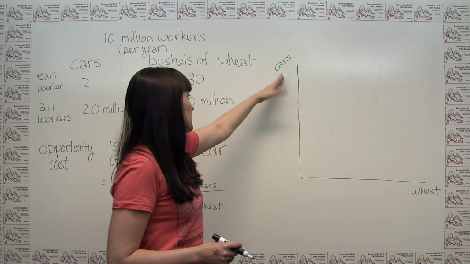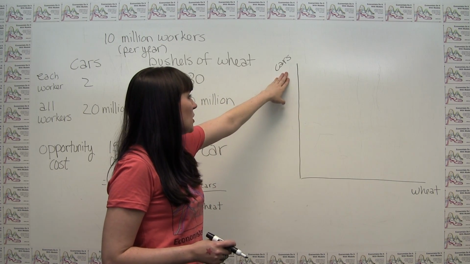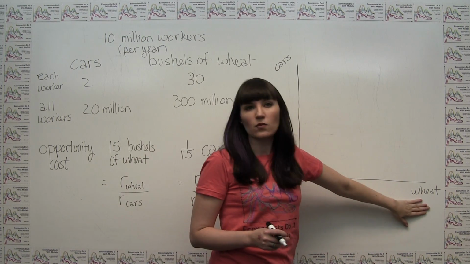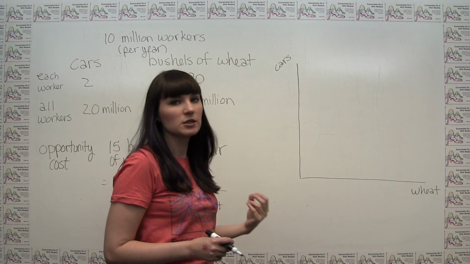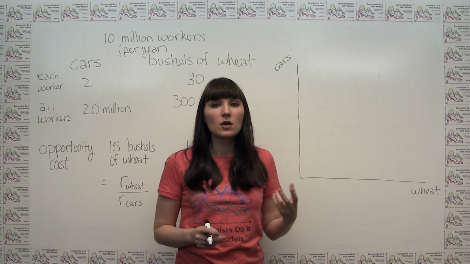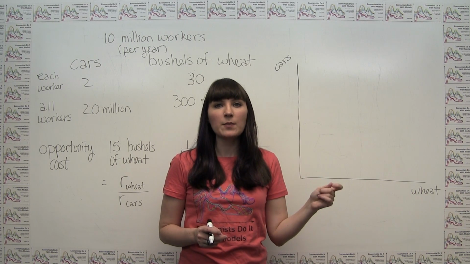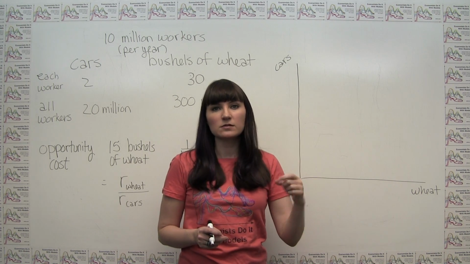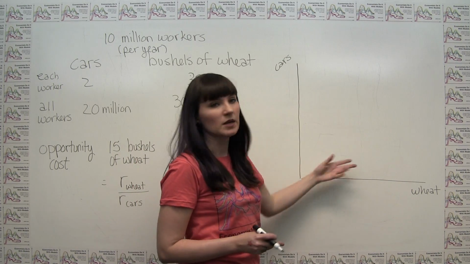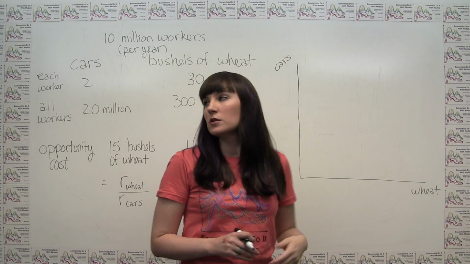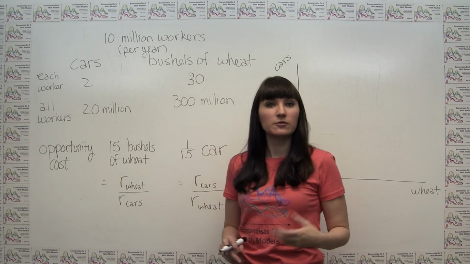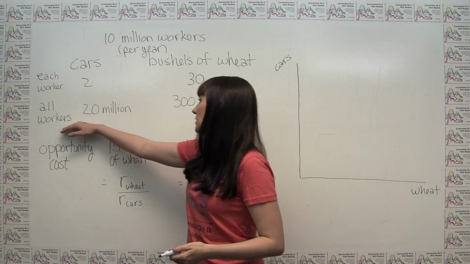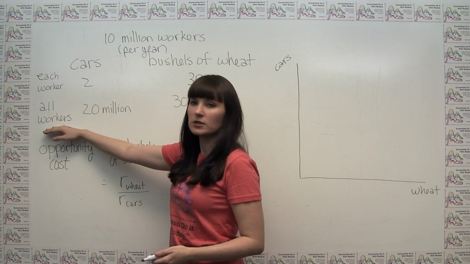So here I decided, just sort of arbitrarily, that cars is on the y-axis and wheat is on the x-axis. So we can think about the production possibilities frontier by looking at what happens at the end points, namely where only one of the goods is getting produced, right? So we could say, now, because we're looking at the production possibilities frontier for all of Canada, now we're concerned with these all workers numbers here.